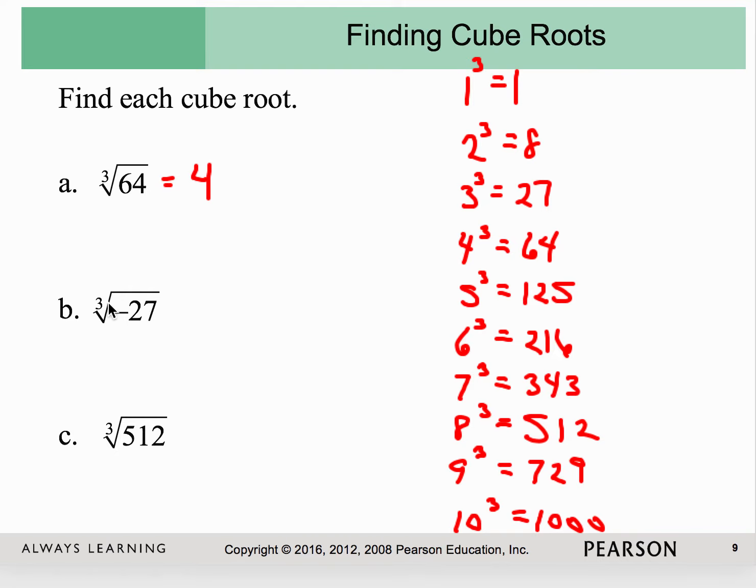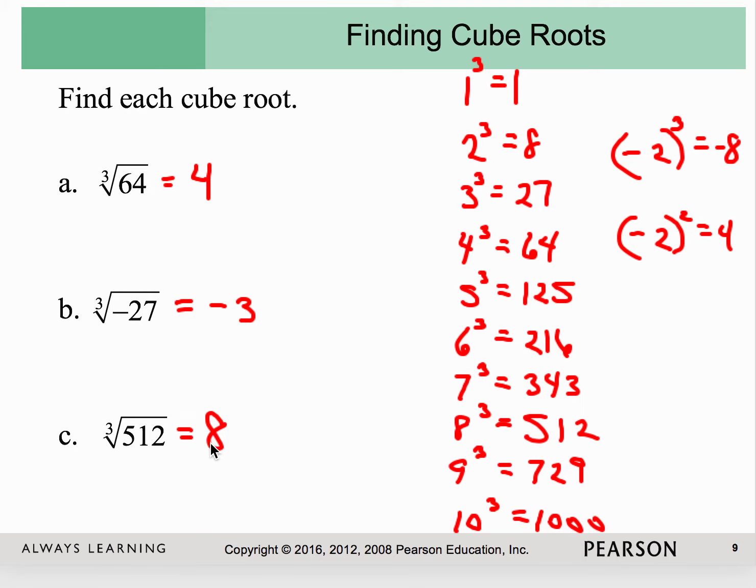Now, negatives, if your index is odd, it's okay. Because if I had negative 2 cubed, that gives me negative 8. So if I have a negative underneath an odd index, my answer is just going to be negative. If I have negative 2 squared, it's positive. I can't have a negative under here because anytime you square a number, it's positive. Okay, so the cube root of 27 is 3 and negative 3. 512, it's on my list, so the cube root of 512 is 8.